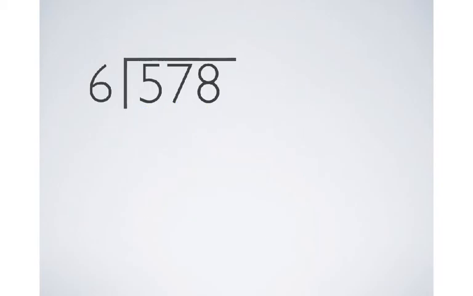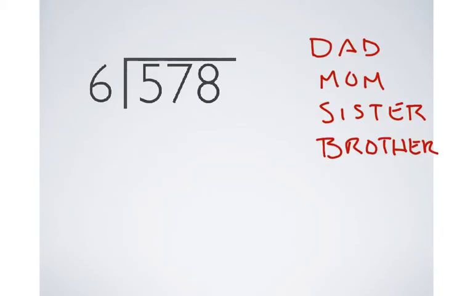If you're having a difficult time remembering the steps involved in long division in the traditional method, we use a gimmick to help us remember. And that gimmick is dad, mom, sister, brother. And the first letter of each of the words stands for part of the step that's involved in doing long division. So this is divide, multiply, subtract, and then bring down.